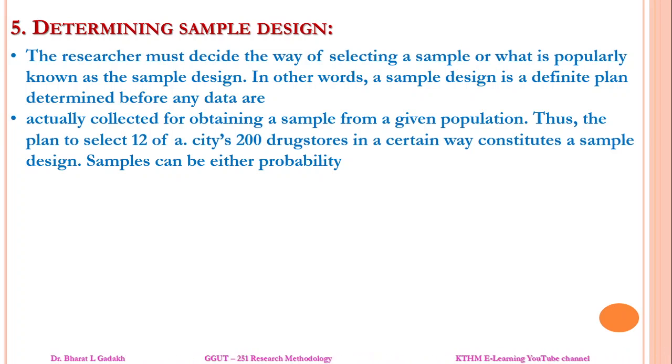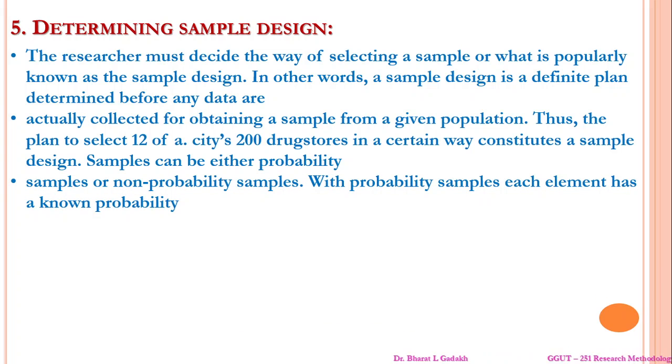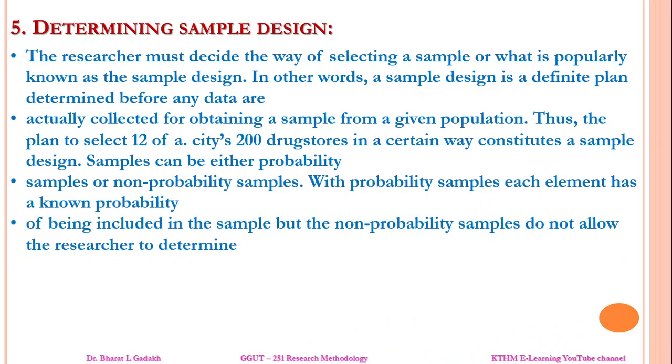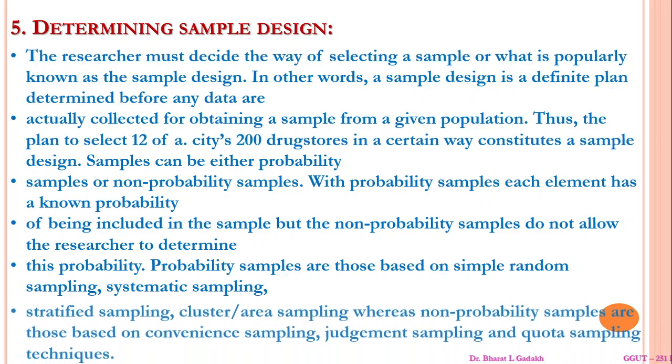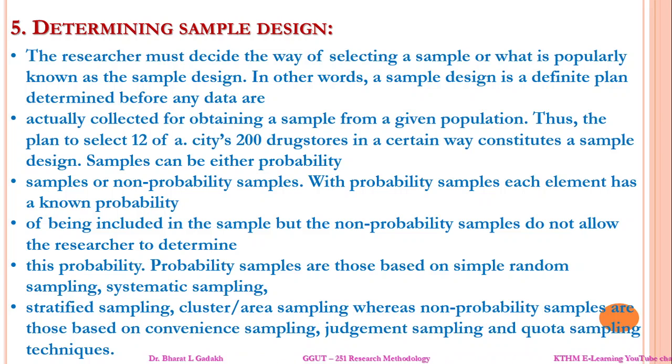Samples can be either probability samples or non-probability samples. With probability samples, each element has a known probability of being included in the sample, but non-probability samples do not allow the researcher to determine this probability. Probability samples are those based on simple random sampling, systematic sampling, stratified sampling, and cluster or area sampling, whereas non-probability samples are those based on convenience sampling, judgment sampling, and quota sampling techniques. These are some sampling techniques.